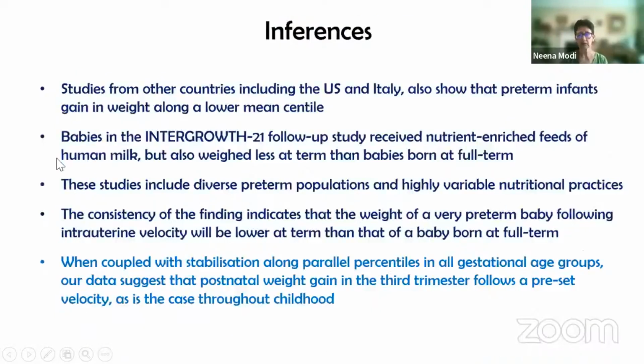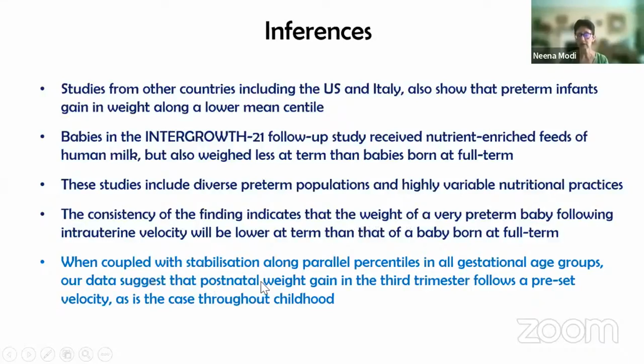There are other studies from around the world. Studies from the United States, from Italy, for example, also show that preterm infants gain in weight along a lower mean centile. I've mentioned the Intergrowth study already, but collectively, these studies include diverse preterm populations and highly variable nutrient intakes. But the consistency of the finding that weight velocity is very much the same, regardless of which study you look at, is a very interesting finding.